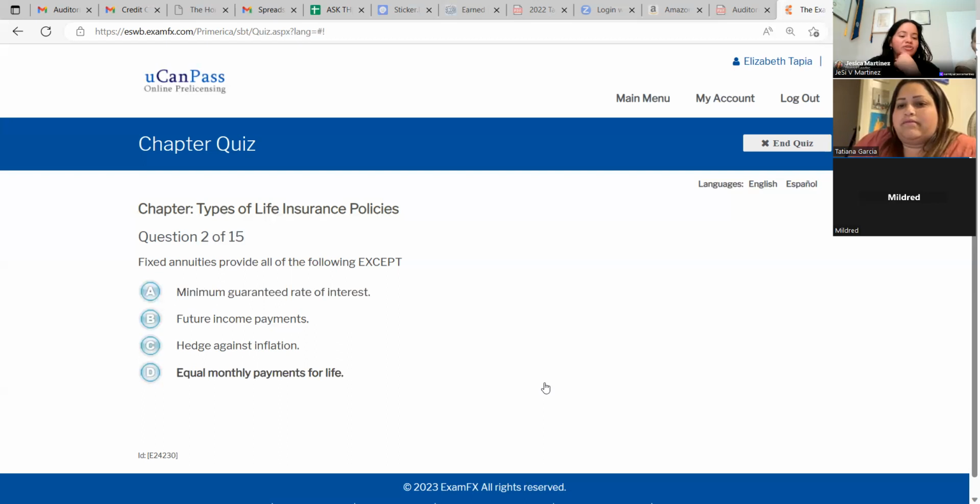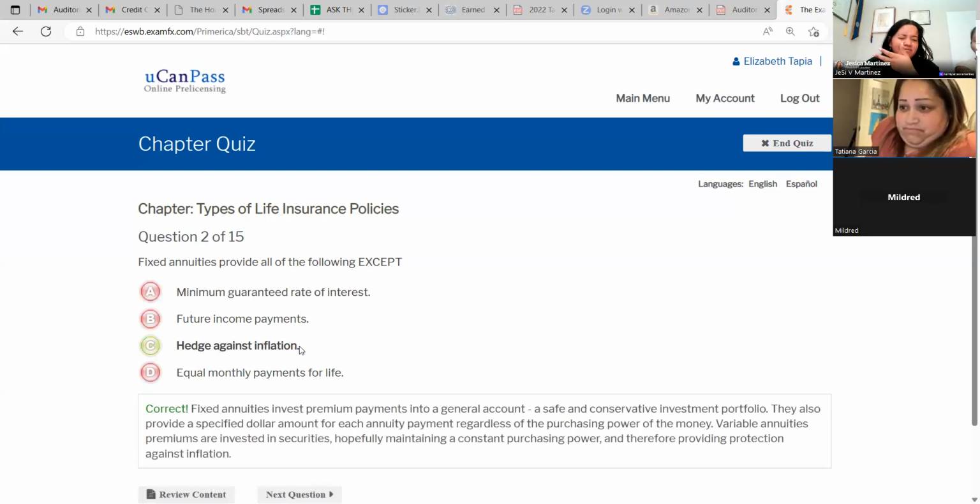So if you're thinking about future income payments, you're deciding for how long they're going to last. So technically you get future payments. Is it right? Yes, it's right.